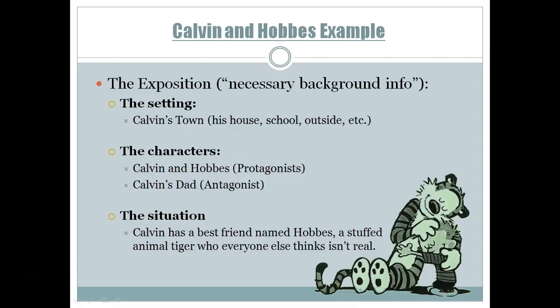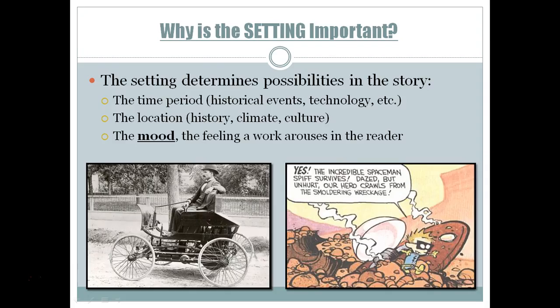So often identifying these things isn't really too complicated. These aspects of the story are meant to be quick and get people's attention, although they can change and characters can be modified, settings can change, the situation is going to change. But we have to ask ourselves, why are these items important? For setting, the setting determines possibilities in the story.